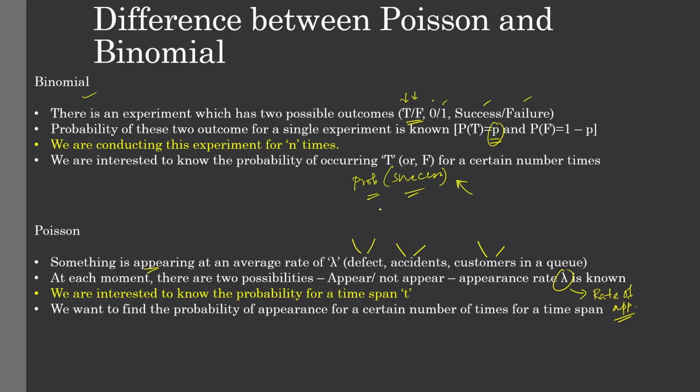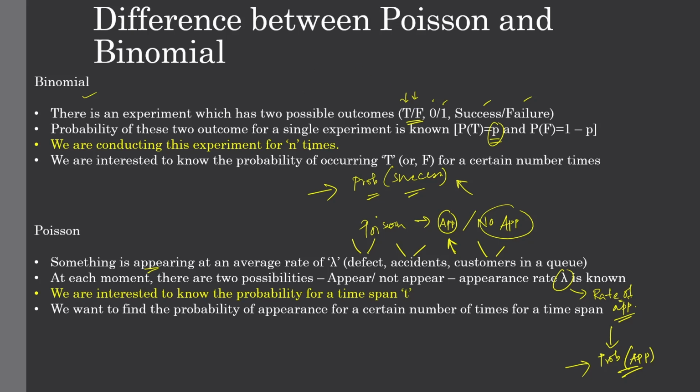Probability of success and rate of appearance, both are the same thing. We have already discussed this, that two outcomes are possible: appearance or no appearance in case of Poisson distribution, right? So if these two outcomes are possible, then we are talking about rate of appearance. Is it not the same as probability of appearance? And hence these two are the same. So two things are the same, two outcomes and probabilities.